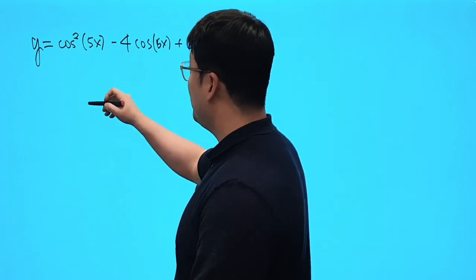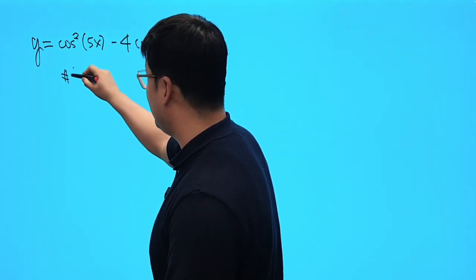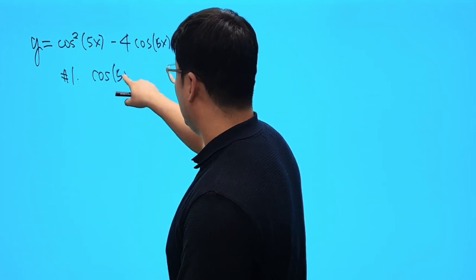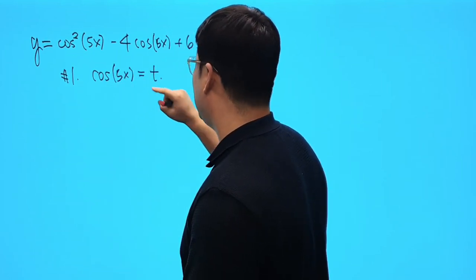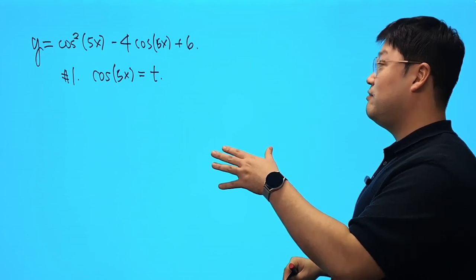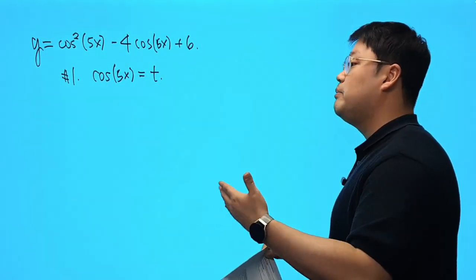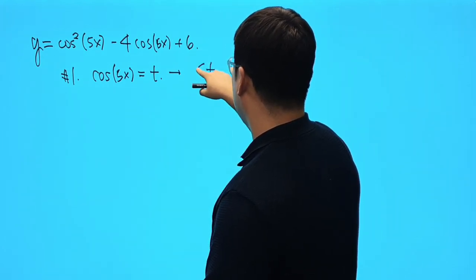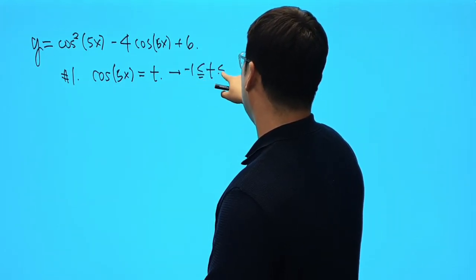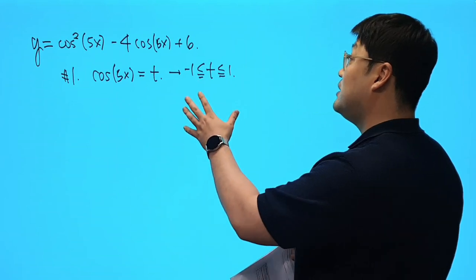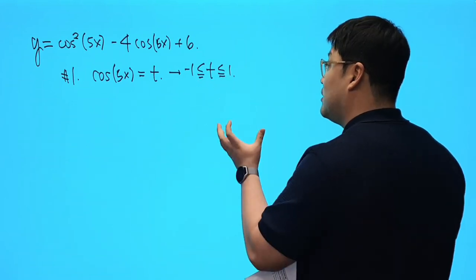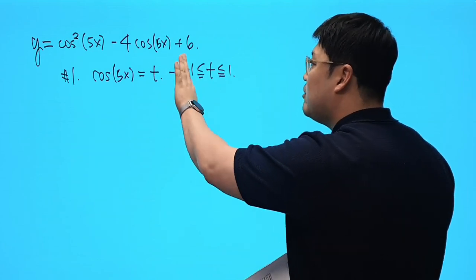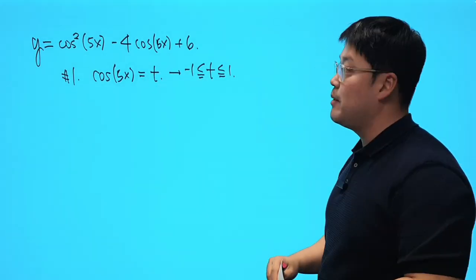So the first idea that we wanted to cover is that cosine 5x can be rewritten as t. And we all know that t is going to be locked between -1 and 1. So I can write that t is between -1 and 1, and we understand that this particular interval never contains any vertex information.